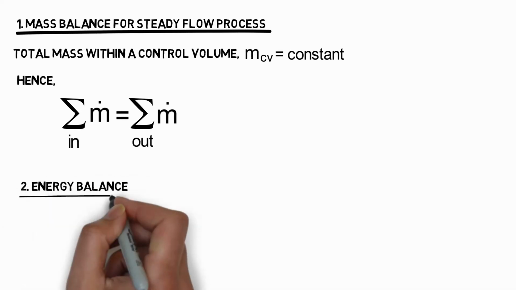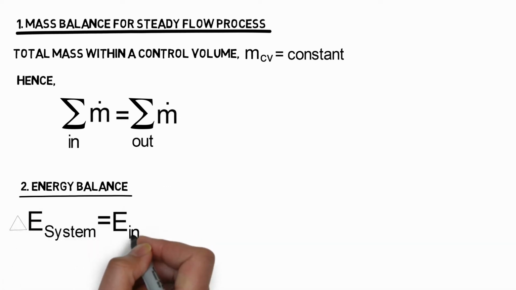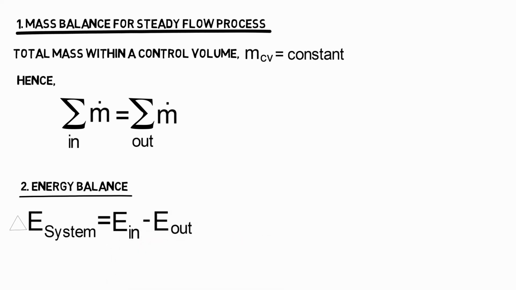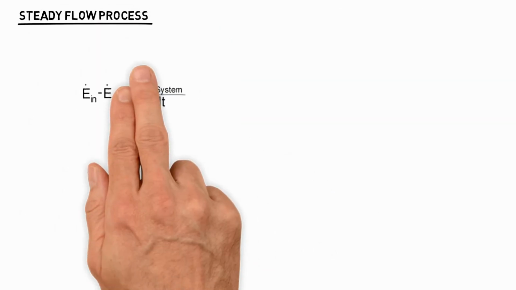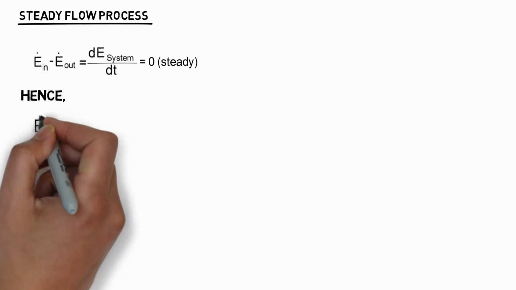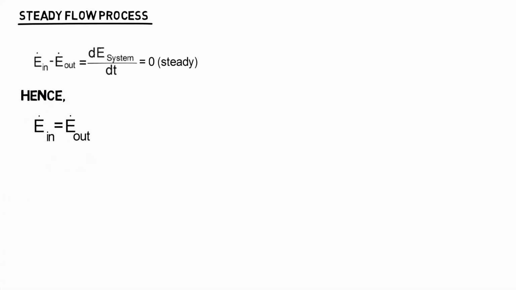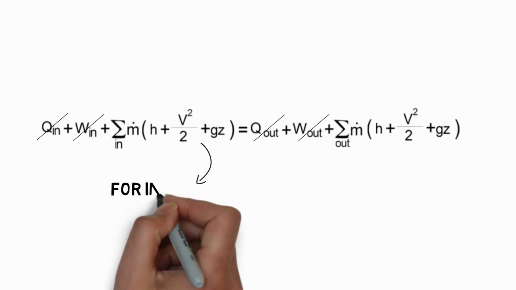For energy balance, the net change in the total energy of the system during a process is equal to the difference between the total energy entering and the total energy leaving the system during that process. By incorporating heat transfer mechanisms, the above equation then becomes: for a steady flow process, since thermodynamic properties of the system do not vary with time, the rate of change in total energy of the system becomes zero. The total energy entering the radiator then equals the total energy leaving the radiator. Since there is no heat transferred, neither is there work done. They are then eliminated in the equation, leaving us with mass flow energy.